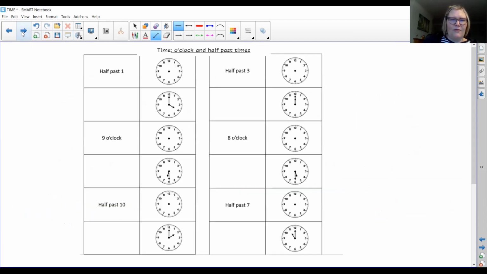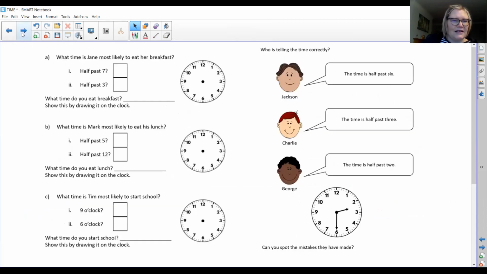Okay. Right, well done, children. I hope you've got a good understanding now of o'clock and half past times. This is your work for today. So you've got to either draw the hands on the clock and also write the times in the missing places. And there's a few other little challenges here for you to do about those times and explaining.